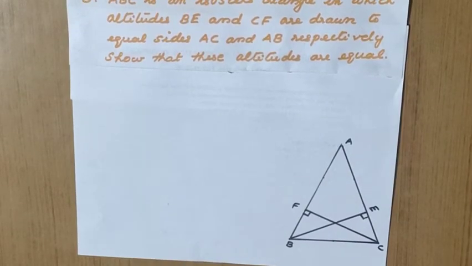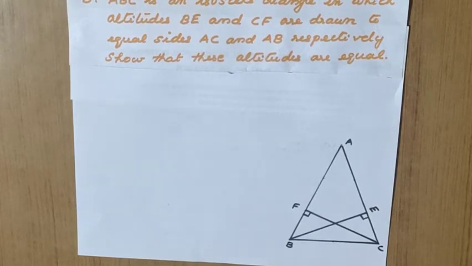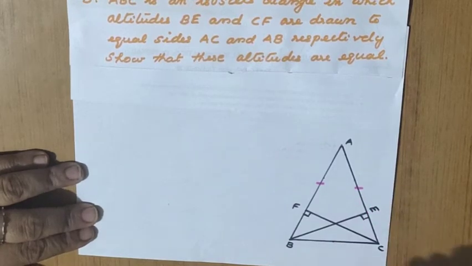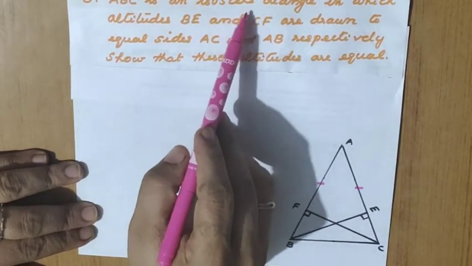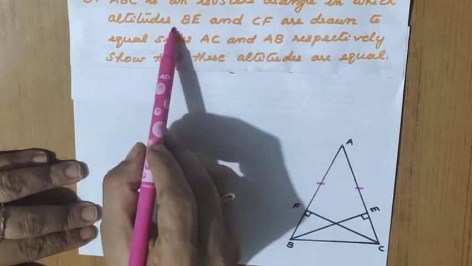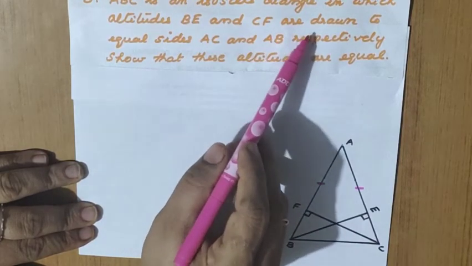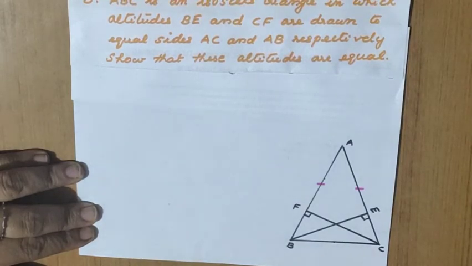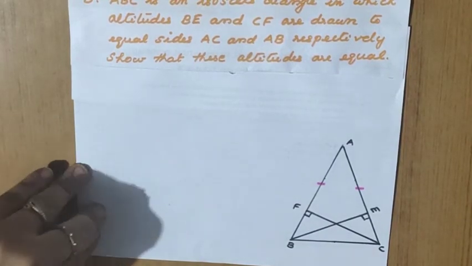Third question. ABC is an isosceles triangle. What is the meaning of this one? AB equal to AC, right? Next, ABC is an isosceles triangle in which the altitudes BE and CF are drawn to the equal sides AC and AB, show that these altitudes are equal.